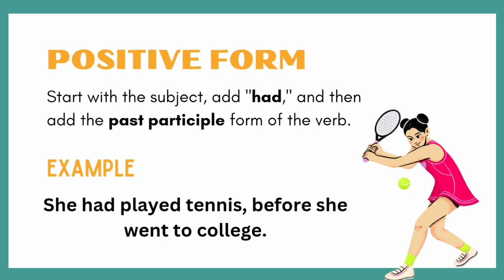Now let's discuss how to form positive, negative, and question forms in the past perfect tense. To make positive sentences, we start with the subject and add the auxiliary verb had, then add the past participle form of the verb. For example, she had played tennis before she went to college.